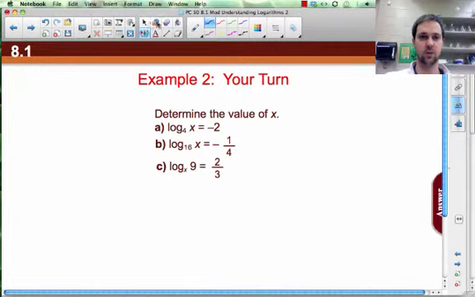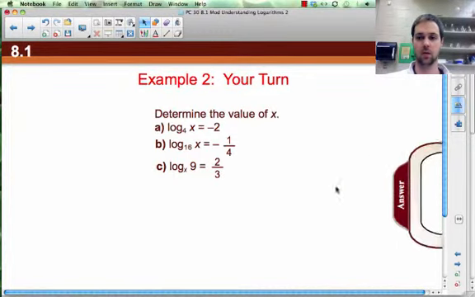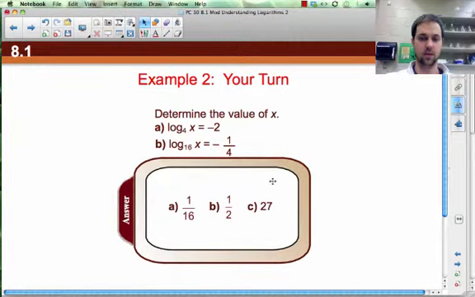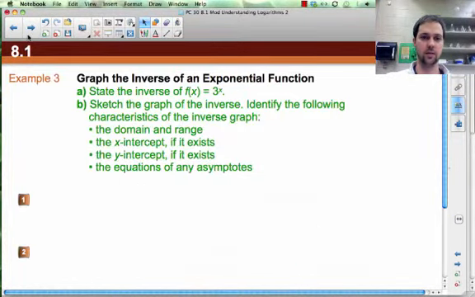So here's another your turn for you to try. So once you unpause it, the answers will be here, and you can double check them. So hit pause now. Welcome back. Here are the answers to the your turns: 1/16, 1/2, and 27. If you got them wrong, go back and try again. See if you can work towards these correct answers.